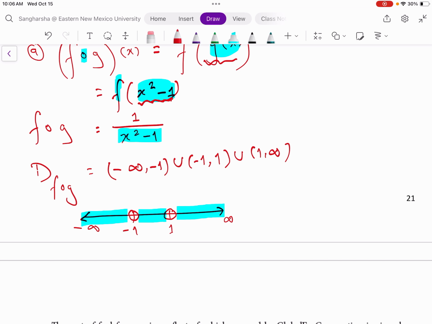Okay, so every time you have a rational function, at first you find the numbers which make the denominator equal to 0, and those numbers are not in the domain. Okay, but every number other than those numbers will be in the domain for a rational function. Any question for this part A?